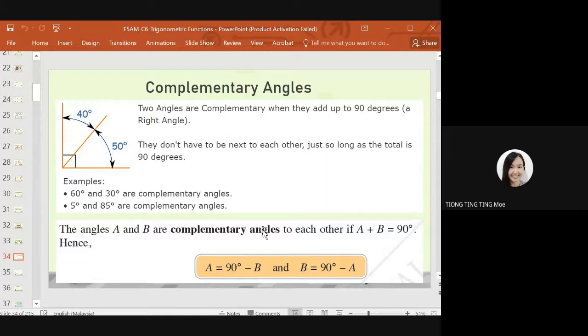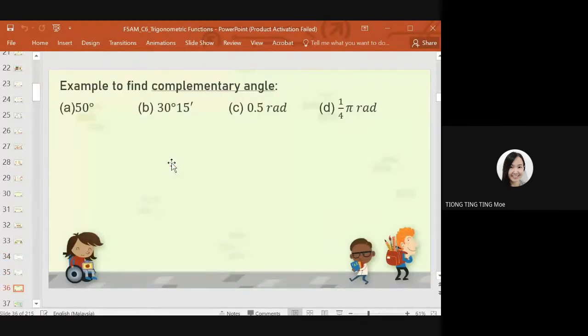Okay, so we use this one. Complementary means the sum of the angles is 90 degrees. Then to find the other angle, it is 90 minus the first one. Okay, let's see an example. How to find the complementary angle? A. What is the complementary angle for 50 degrees?